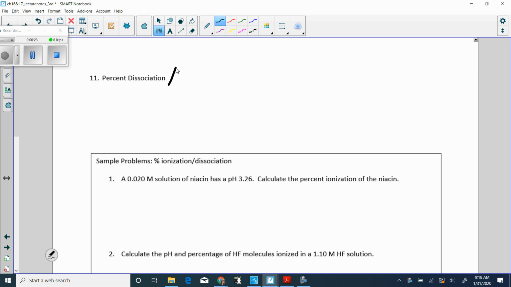Percent dissociation is the same thing as percent ionization. Dissociation is just the word for the water dipoles separating. Ionization is just like a synonym. It just means turning into ions, which came from the water dipole separating.